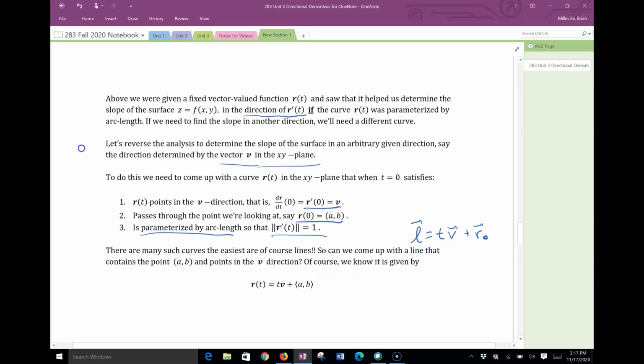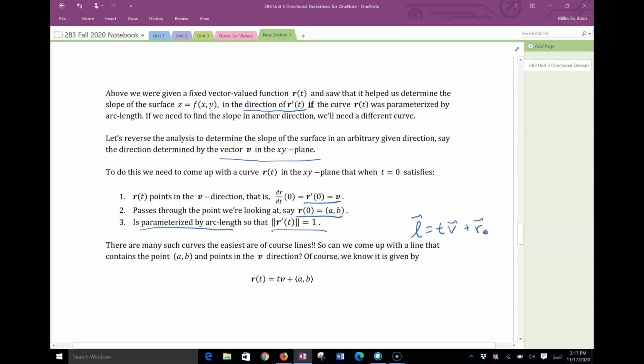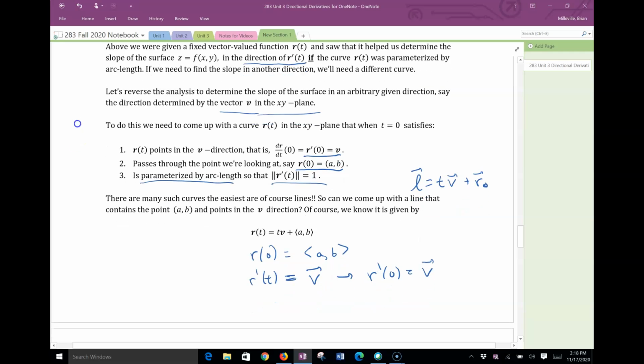Now, that will be good, because if I plug in 0 for t, we're going to get the vector AB. If I take the derivative with respect to t, we just get the vector v, and therefore if I plug in 0, we're going to get the vector v also. So it satisfies condition number 1 up here, and condition number 2. How do we get it to satisfy condition number 3?